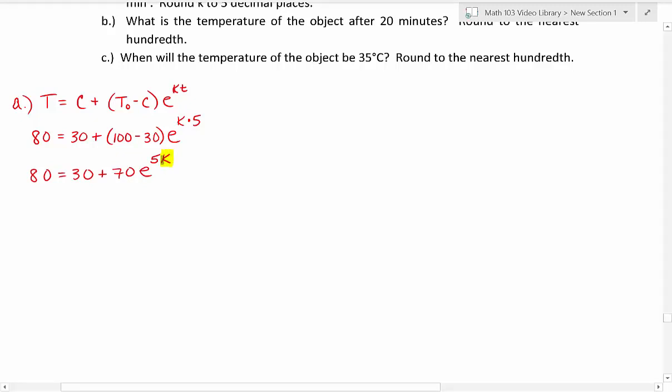k is located in the exponent, so we are solving an exponential equation. That means that we need to isolate the exponential base and then rewrite it in logarithmic form to solve. So isolating that e to the 5k, we'll start by subtracting 30. And then we'll divide by 70. That gives us 5/7 is equal to e to the 5k power.